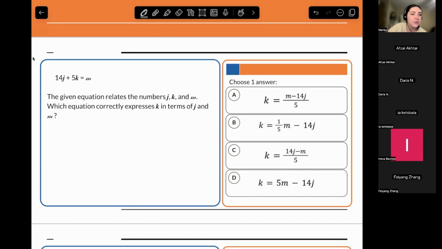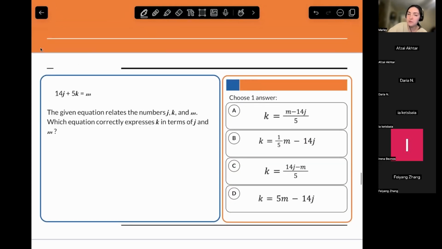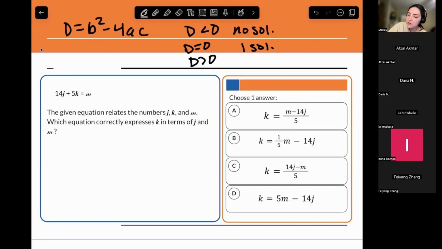How do you know how many roots an equation has? Oh, yes, Steven. So it's the formula which was on the previous slide, but it's b squared minus 4ac. If it's less than 0, there's no solution, so there's no roots. If equal to 0, there's one solution or one root. If it's greater than 0, it's two solutions.